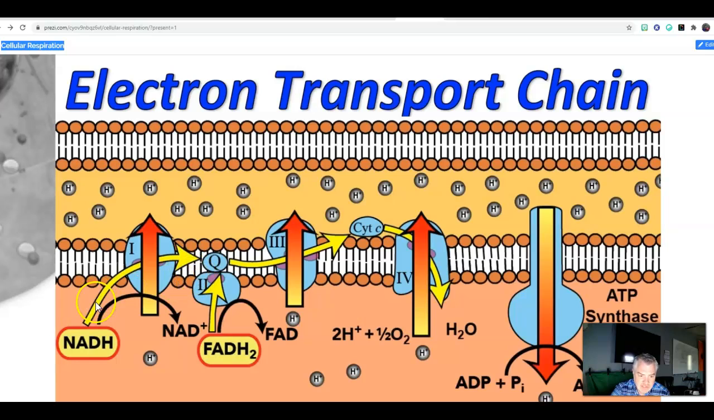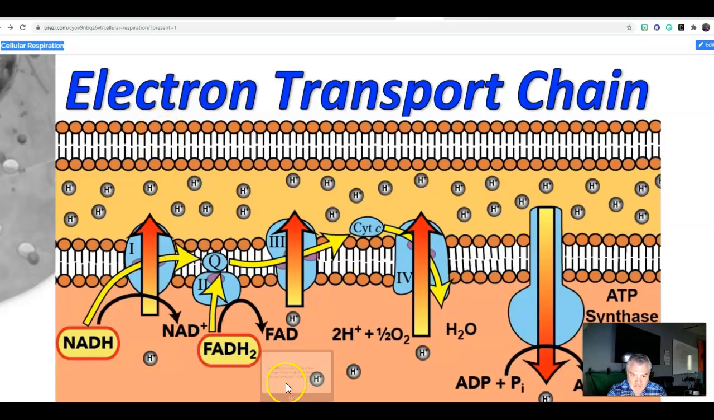Another thing I want you to notice is that here's our friend NADH and FADH2. They are the ones bringing those electrons to this electron transport chain. Notice the FADH2 will drop electrons off here on that second protein. It drops them off a little bit further down the line, so it can't provide quite as much energy.